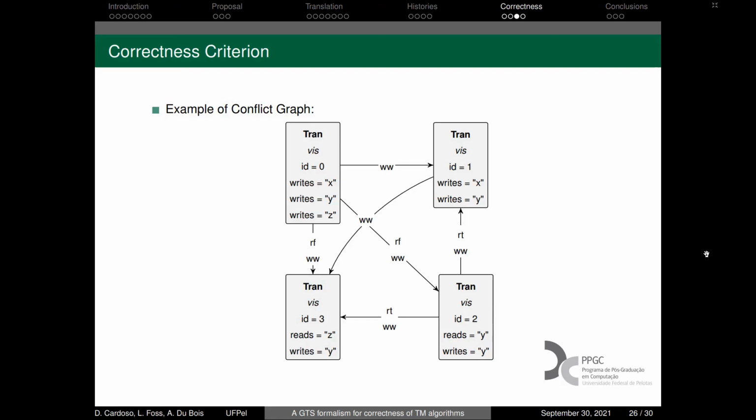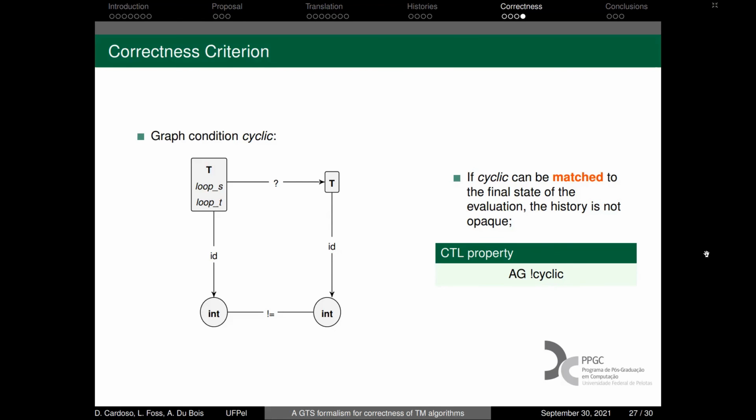The idea of the graph characterization of opacity as a correctness criterion is to observe the presence or not of cycles in this conflict graph. So if the history generates a conflict graph that is acyclic, that means that history was opaque. So what we want is to test every history that the algorithm generates to see if their conflict graphs are cyclic or not. And we do that by using a CTL property matching a graph condition that we call cyclic. And the conclusion that we will get is that if the algorithm only generates conflict graphs that are acyclic, that means the algorithm only generates opaque histories. So the algorithm is opaque.